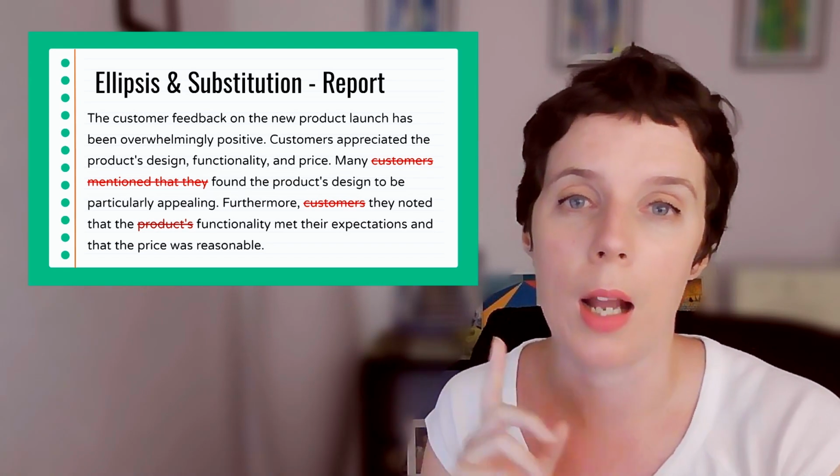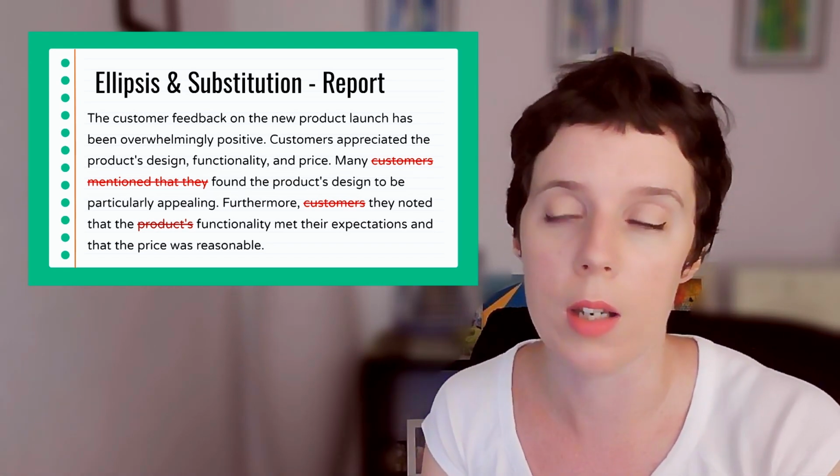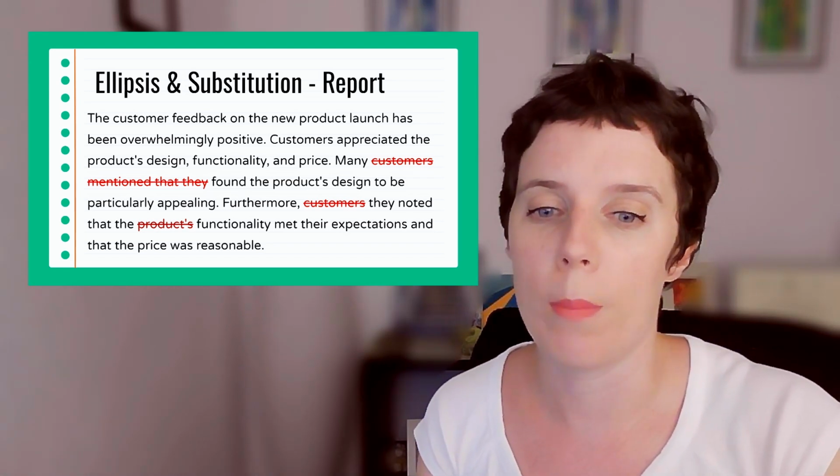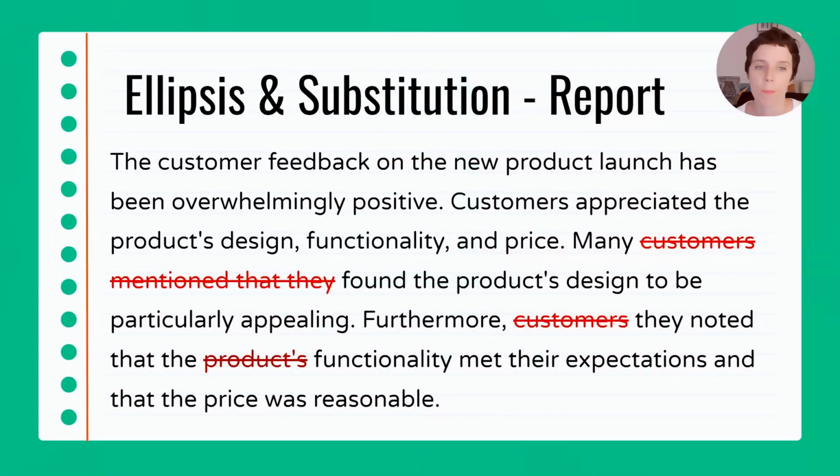Now let's take a look at how you can use it in your writing. So I've got an example of a paragraph from a report here. And we're just going to take a look at what I've deleted or what I've replaced. Okay, so we've got the customer feedback on the new product launch has been overwhelmingly positive. Customers appreciated the product's design, functionality, and price. Many customers, repetition, we don't need that word. We can just use many because we know that many refers to customers, so we can delete that word.